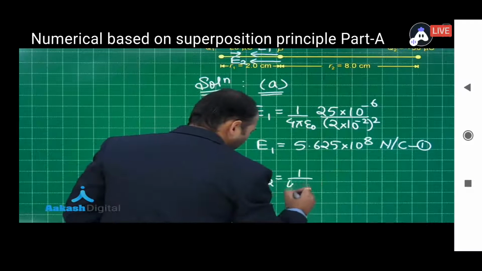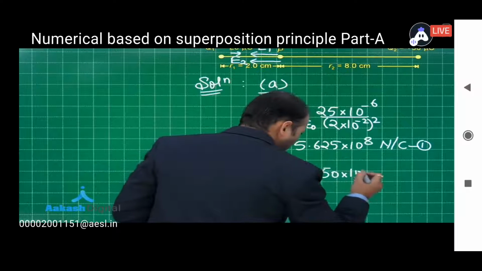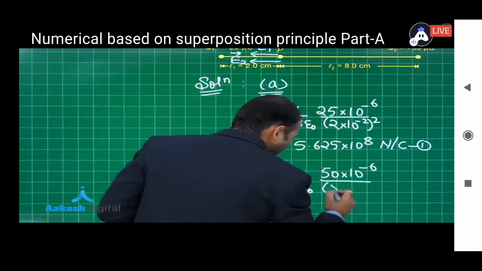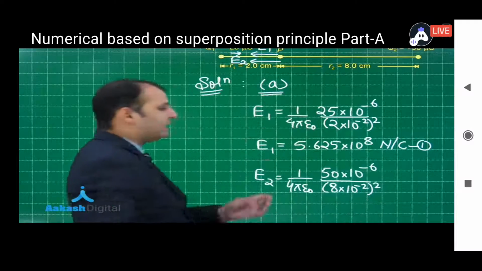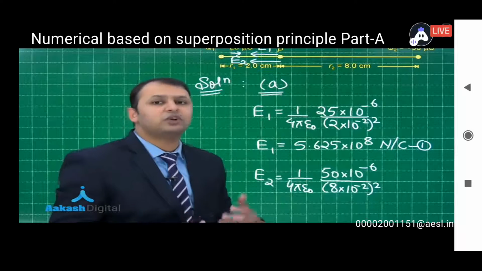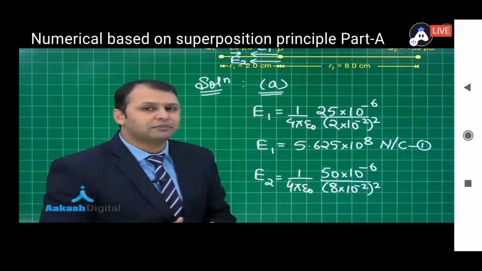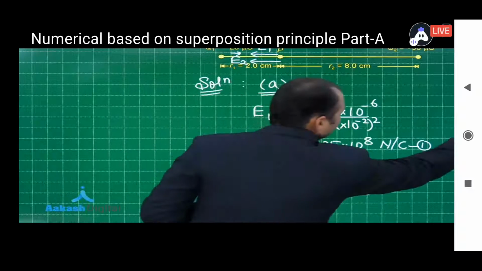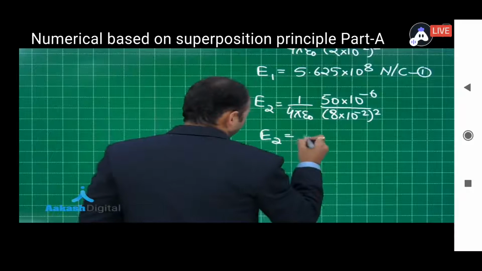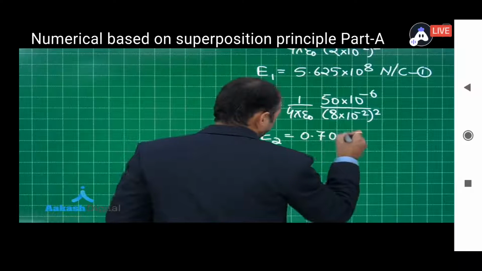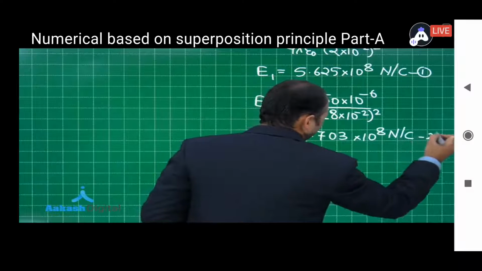So this would be 1 upon 4 pi epsilon naught, 50 microcoulomb, divided by the distance, that is 8 into 10 to power minus 2 whole square. As you can see, I am converting each and every CGS value into SI unit. So it is important for you to note that, right? Always practice the same in each and every step. Now, when you calculate this value, you will be getting E2 to be 0.703 into 10 to power 8 Newton per coulomb approximate.